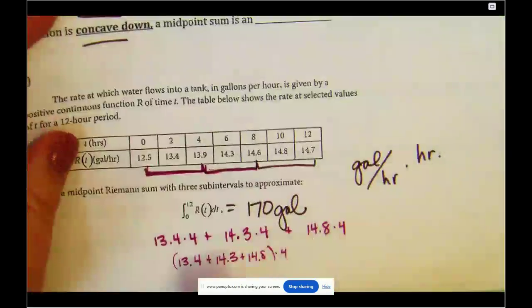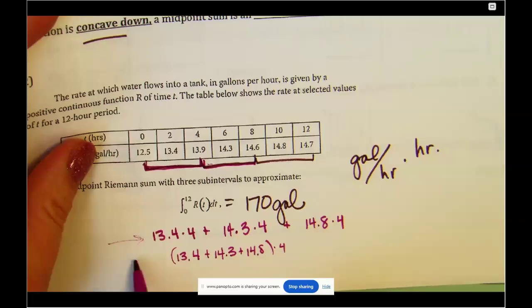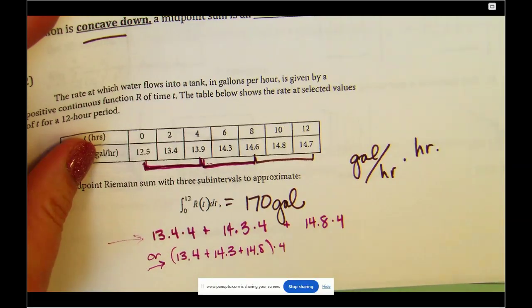These, or these, right? Brackets are just a waste of time. Okay.